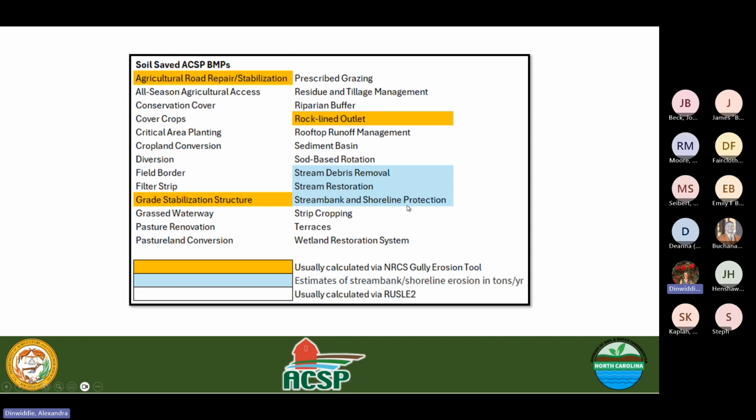And then some of our practices that also have a soil savings component, stream debris removal, stream restoration, stream bank and shoreline protection, those practices use a separate estimation, typically for estimating stream bank and shoreline erosion in tons per year. But the rest are typically calculated through RUSLE. Obviously, if there's some sort of gully erosion happening for any of these practices that the intervention will be correcting, then you might be using a different tool or a subsequent tool to calculate what the total conservation effect will be. But for the most part, that's how you crosswalk those practices to the tool.